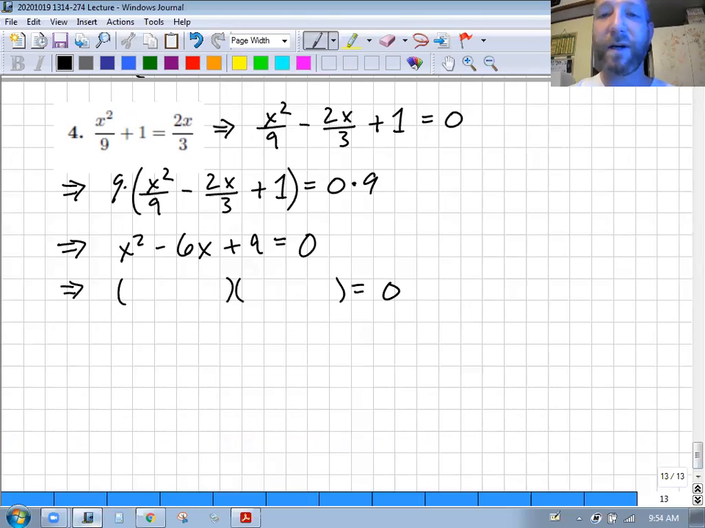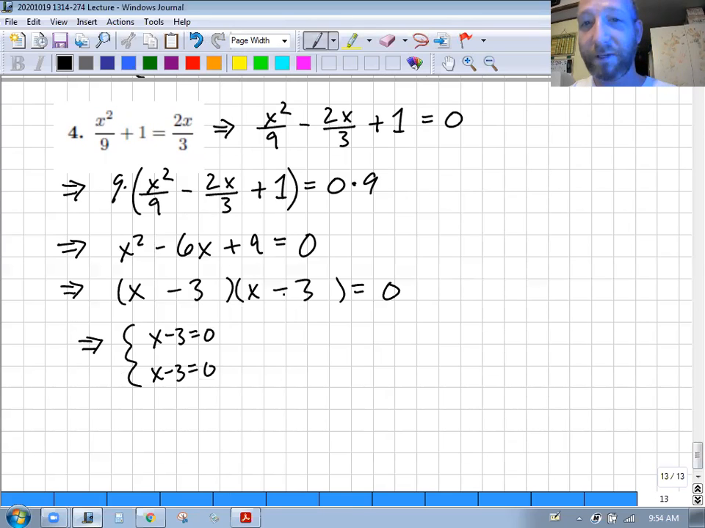So we can factor this just by eyeballing it, right? X and an x give us our x squared. Two numbers that multiply to give us 9 and add to give us -6. We'd have to have a -3. -3 times a -3 is a +9. We have a -3x and a -3x give us our -6x. So here, either x minus 3 is 0 or x minus 3 is 0, right? They're the same thing. So x equals 3 or x equals 3.